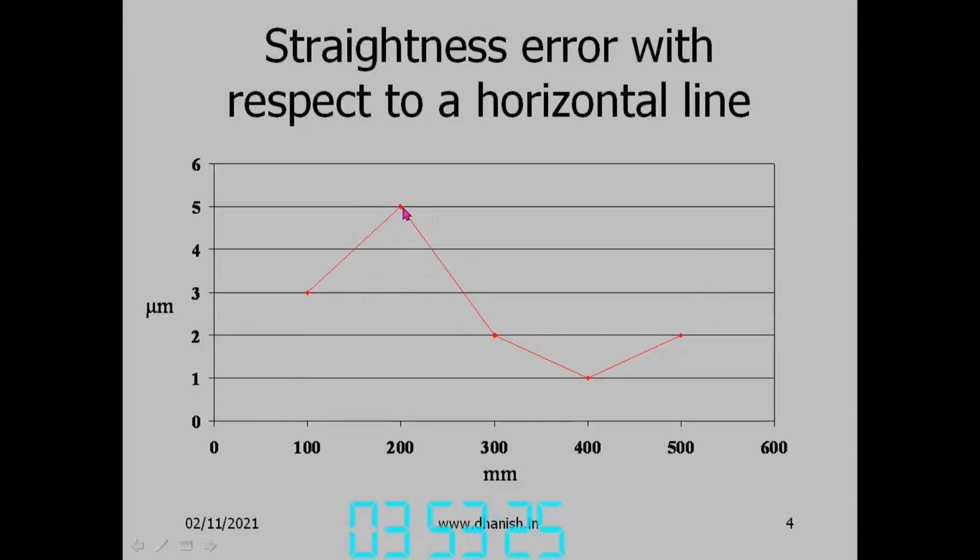So what is the maximum point? What is the minimum point? You can find them out, and the distance between the two will be the straightness error. So we can imagine horizontal lines passing through the maximum and minimum points, and the distance between them is defined as the straightness error. This used to be one of the first methods of measuring straightness error.